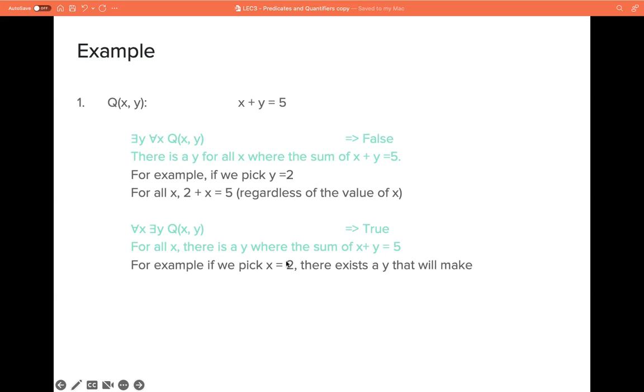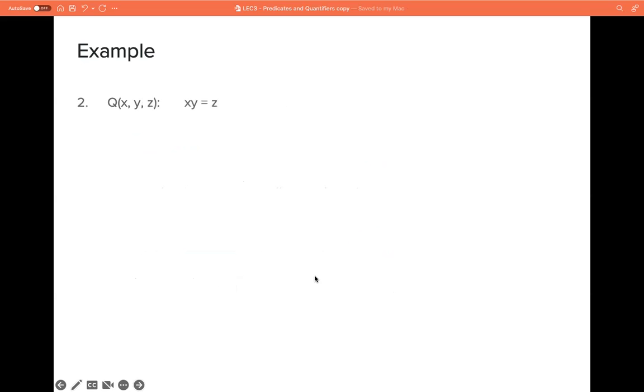So for example, if we pick x equals 2, then what will be the value of y that will make the sum equal 5? Okay, so if x is equal to 2, the y would be 3. If we pick x is equal to 1, then the y would be 4. Okay, so now let's have another example.